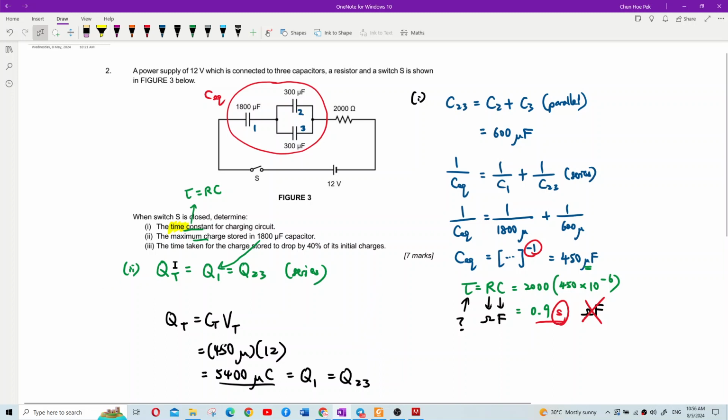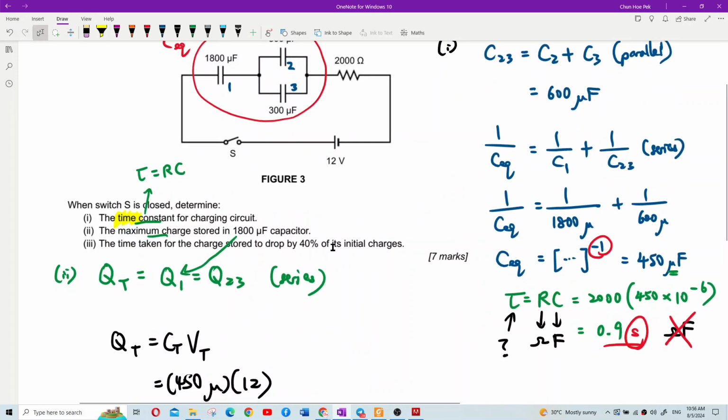So next, question 3. What's the time taken for the charge to drop by? Many of you get this wrong. It says drop by, not drop to. This is a catchy word. Do you realize that? He asked for the time taken to drop.